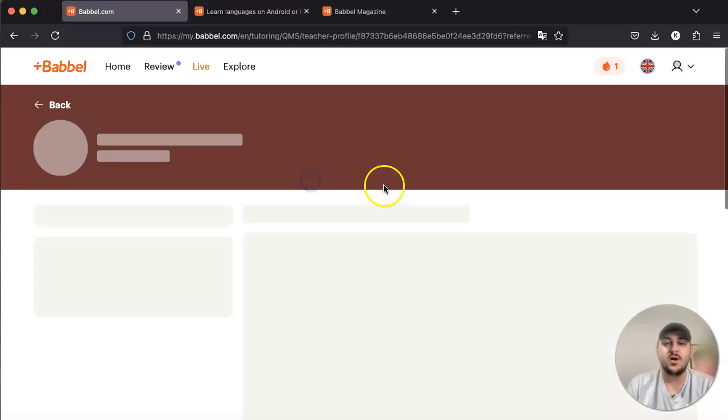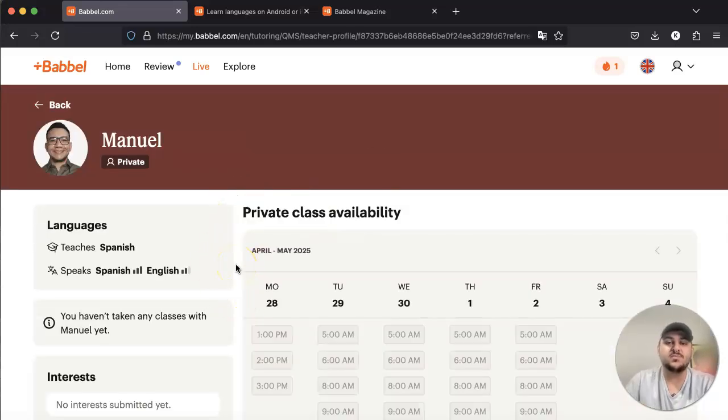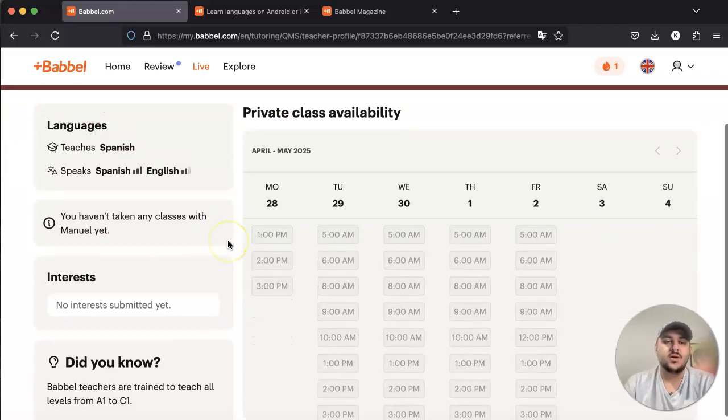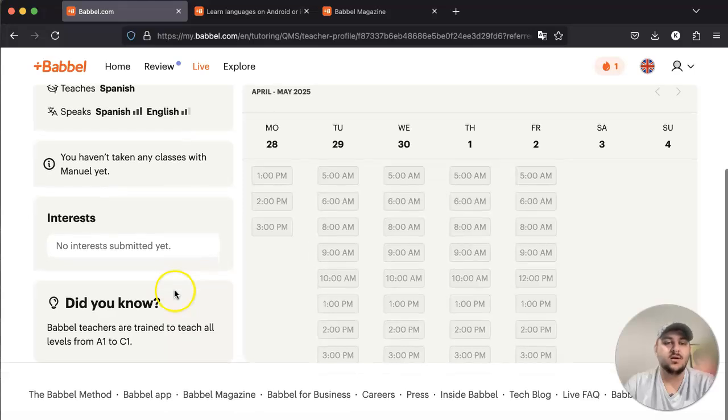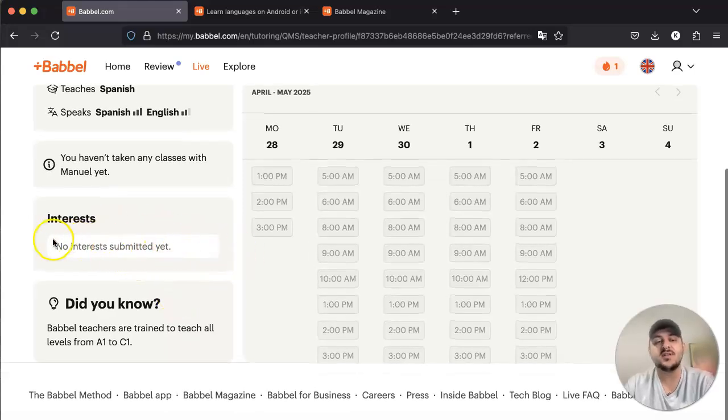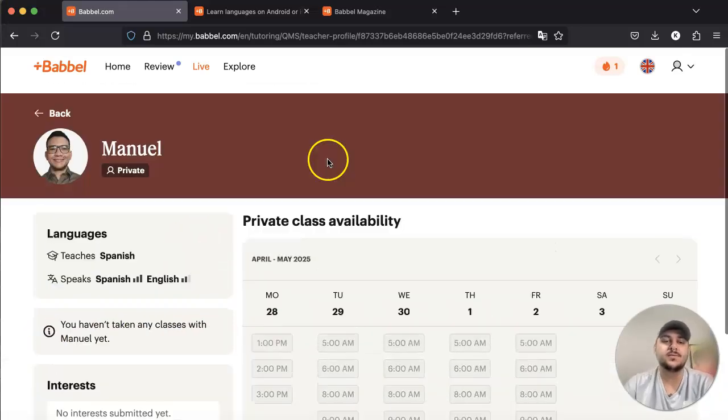So let's see, Manuel here. You can see his private class availability. He teaches Spanish. He speaks Spanish and English, but it also shows you his level. So his English speaking is about intermediate, moderate, and his Spanish speaking is proficient. So it gives you a picture of what they look like. If they have interest, they can put them here. Then it tells you a little did you know here that they can teach you from A1 to C1 level-wise.